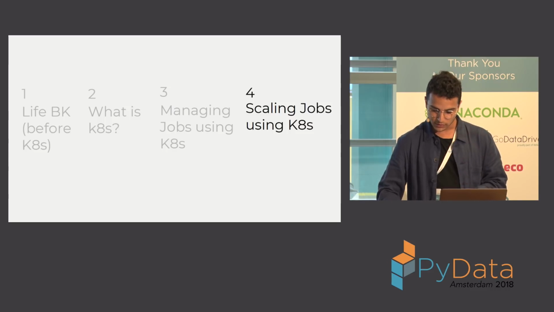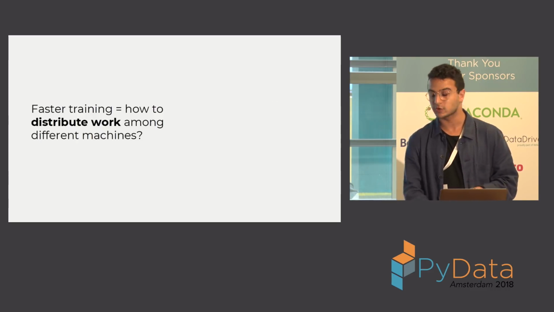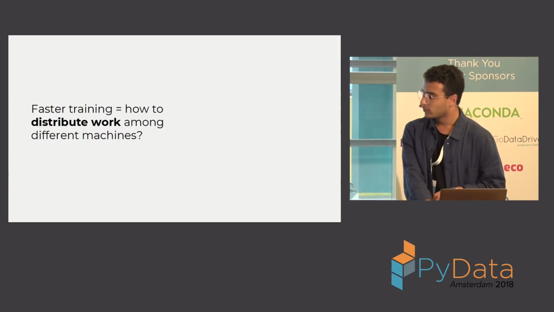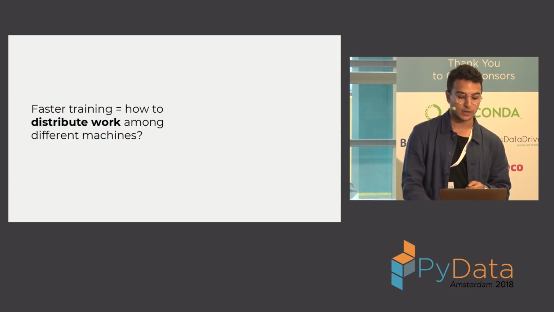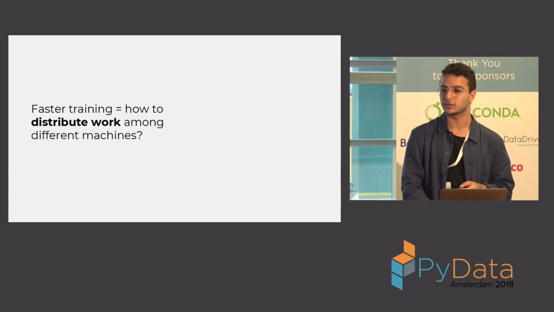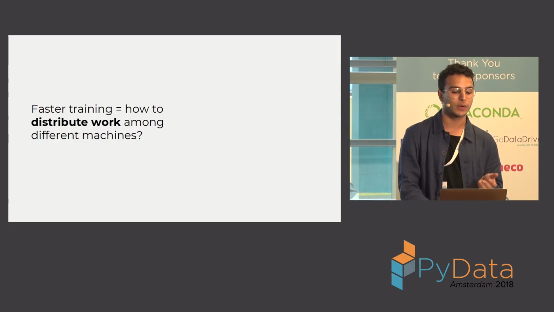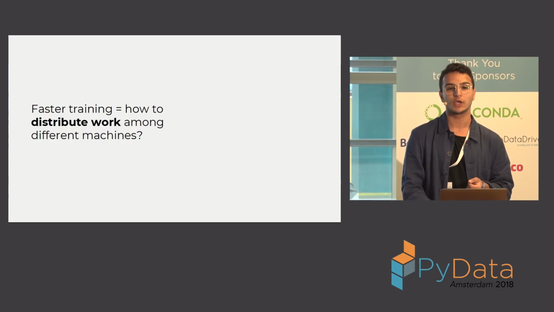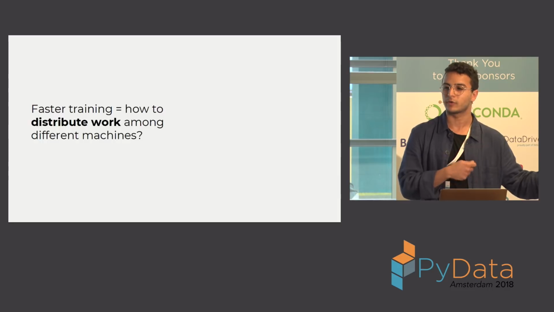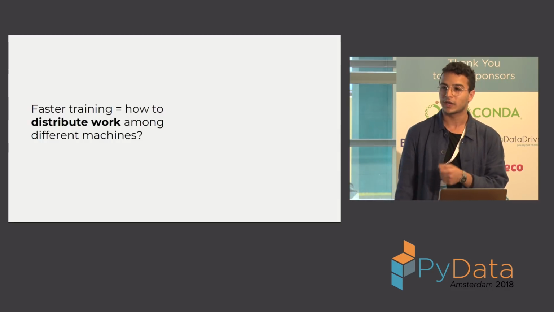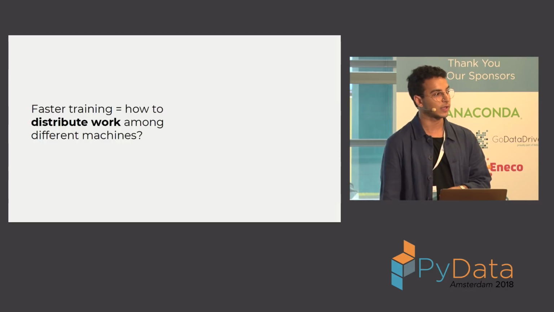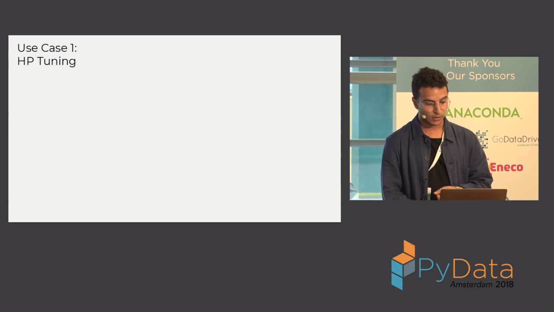And the last part that I would like to focus on is the actual scaling. So how can we utilize or distribute work among different machines? How is this actually possible? And why do I want to do this? Because I want faster training. So the previous part was automating the process, but the next part would be, how can I utilize more of these machines? How can I make sure that the training is actually faster? And that all of these machines are being utilized.